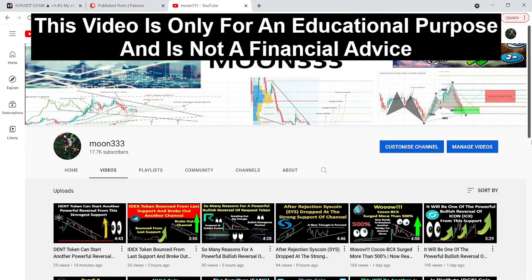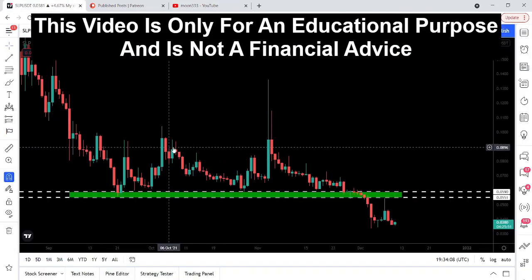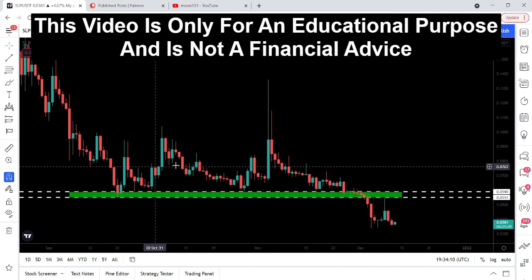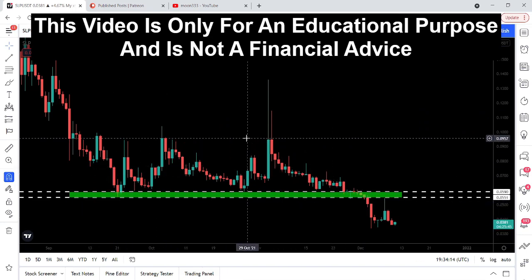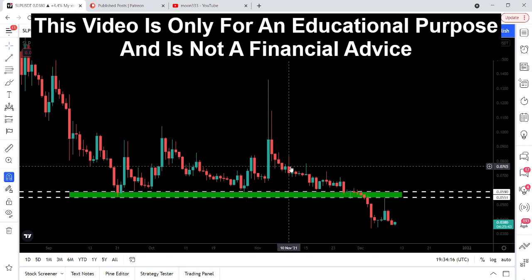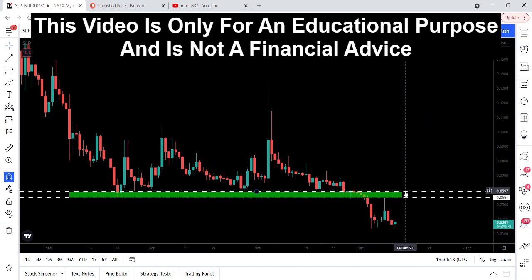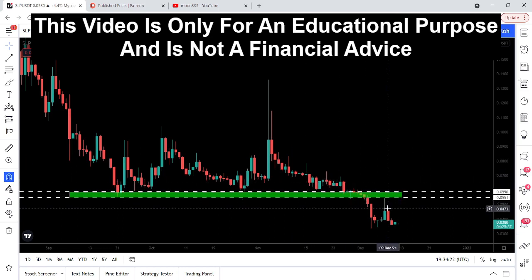Hope you're well and welcome to the new update on SLP token. The price line of SLP has broken down a very significant support zone that had not been broken since May 2021, and in today's video we will analyze whether the price line will have a reversal from here and break out this resistance, or move further down from here.